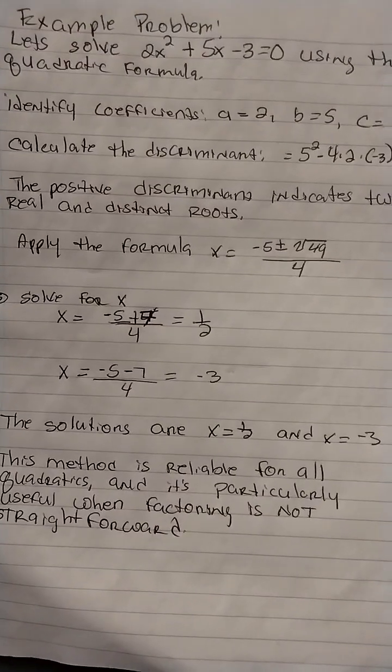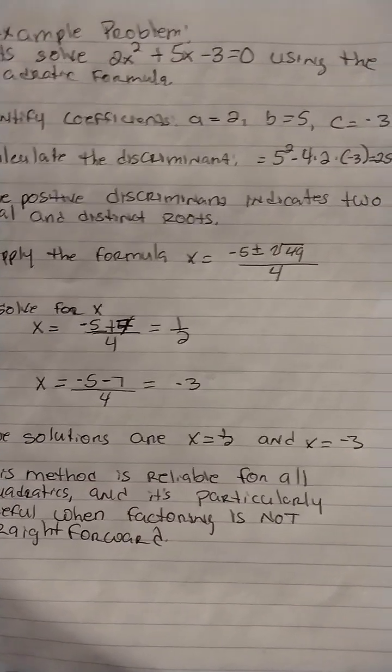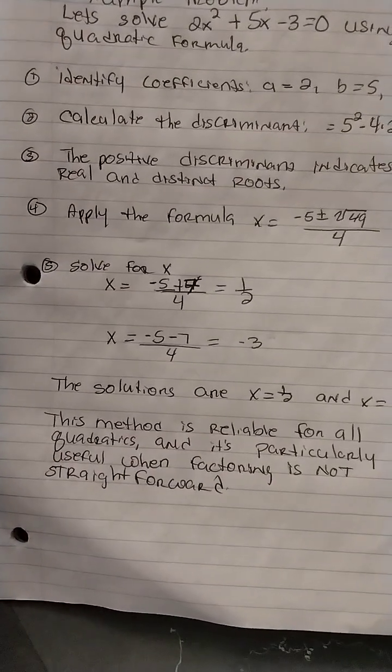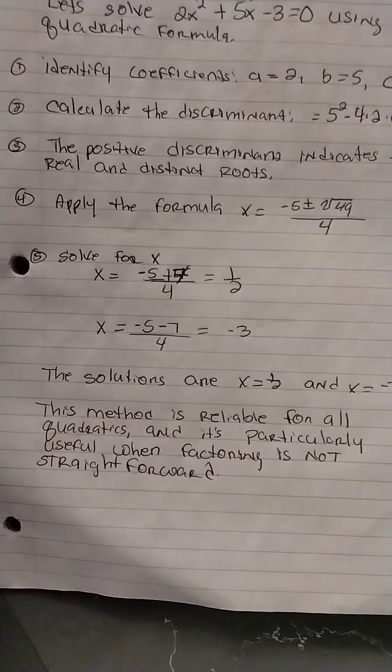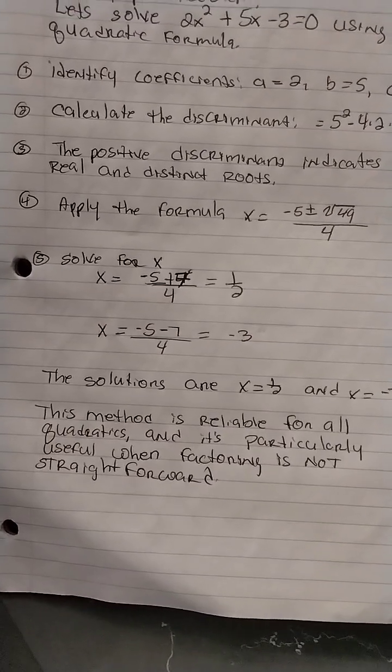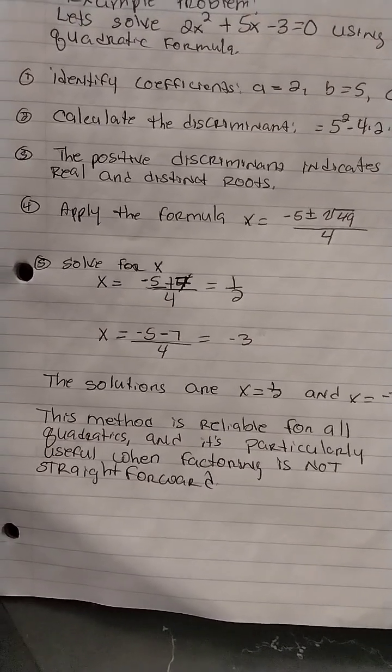The solutions are x equal 1/2 and x equal negative 3. This method is reliable for all quadratics, and it's particularly useful when the factoring is not straightforward.